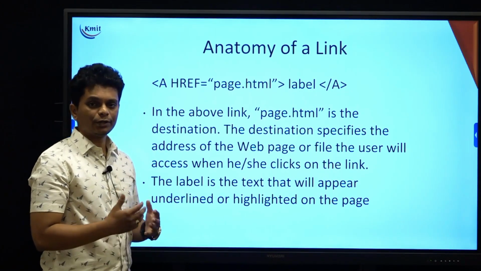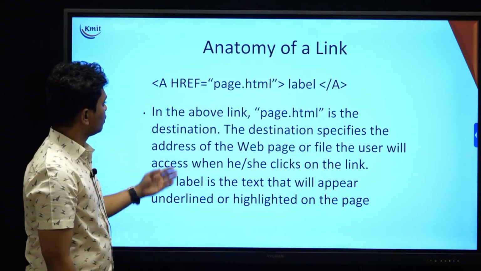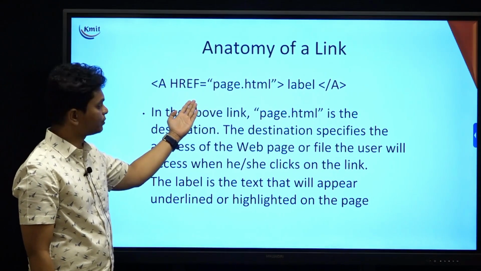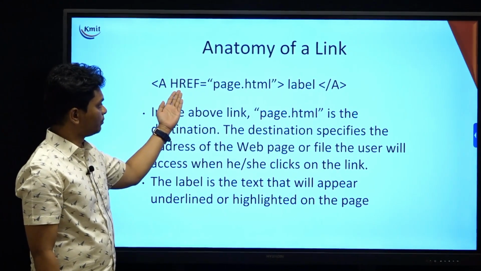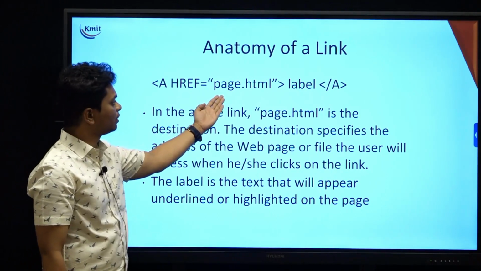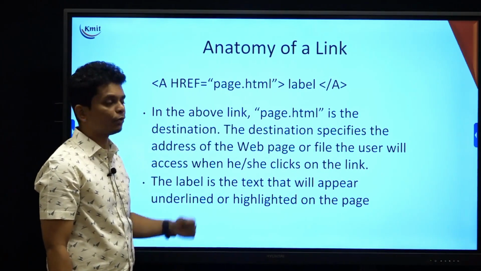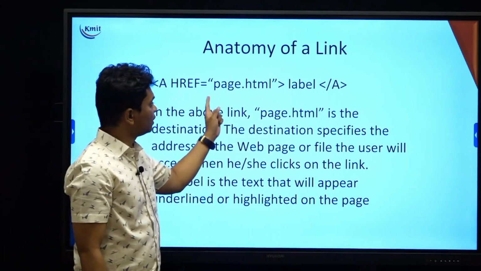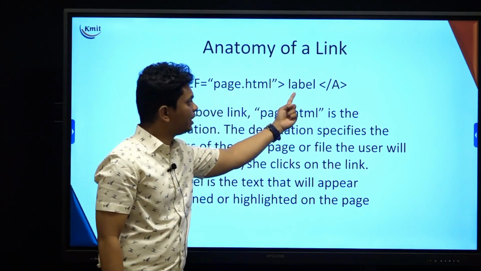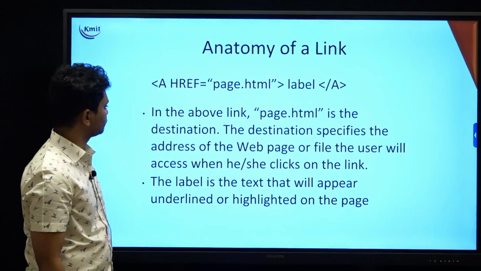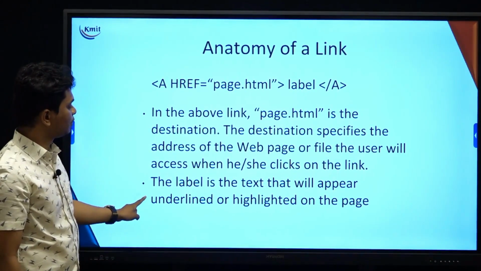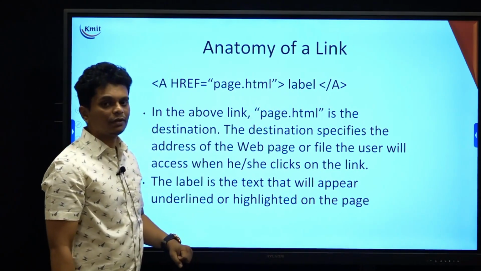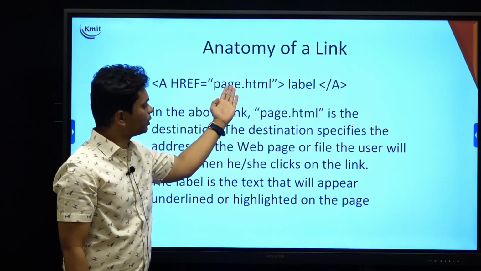Let us look into the anatomy of the link. We have the anchor tag, href which refers to hyperlink reference, then the page or the file that we want to visit, and the name. So, the link would appear by the name given here. When a person clicks on the label, it would navigate us to this particular file.